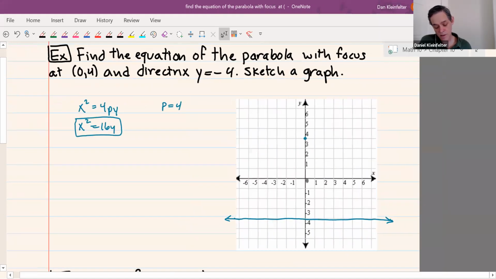And then we want to produce the picture. So let's do that. So I know it passes through the origin. And then we just need to get some other pair of points for the graph. I know that the y-axis will be an axis of symmetry for this thing.